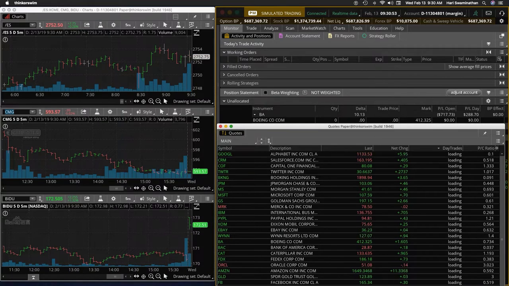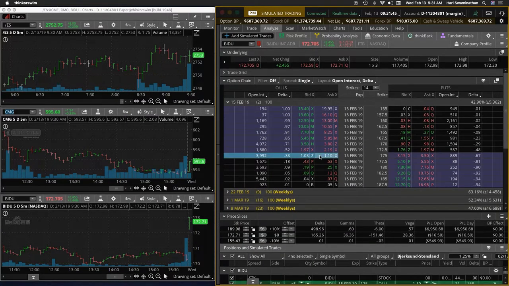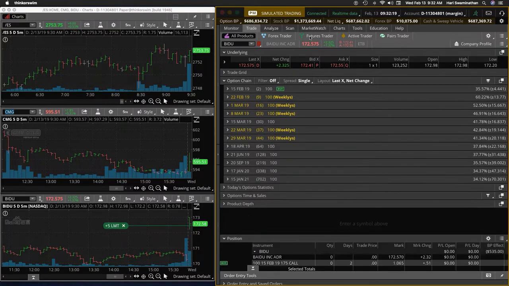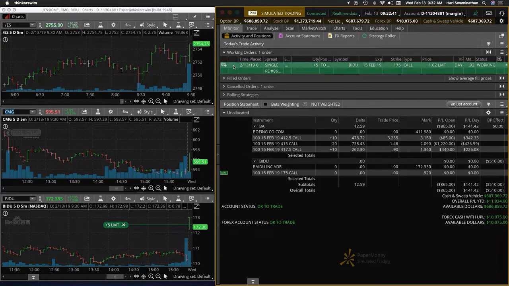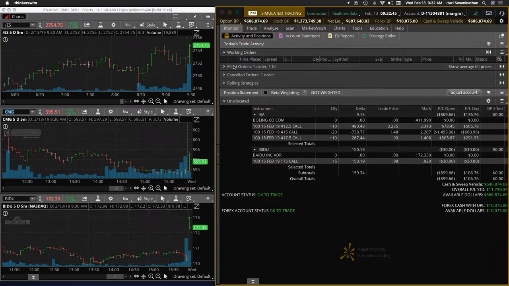BIDU is getting pushed down a little bit, so maybe a good time to enter. Okay, so BIDU, let's go in for BIDU because it's looking okay. Let's see what we got. Mid price is 1.01. Let's give it 1.02. Okay, it's 92. 98. Okay, so all right, 98 we got in.